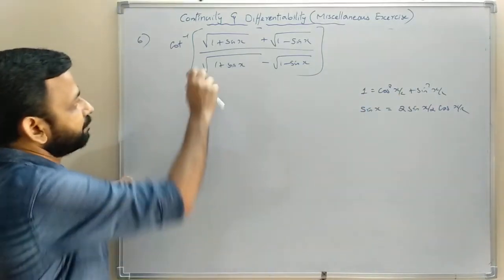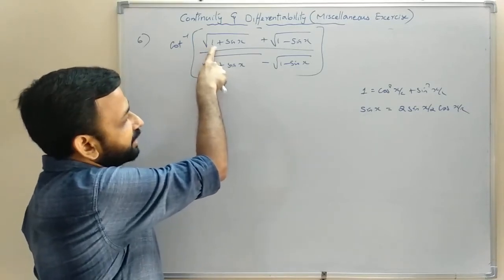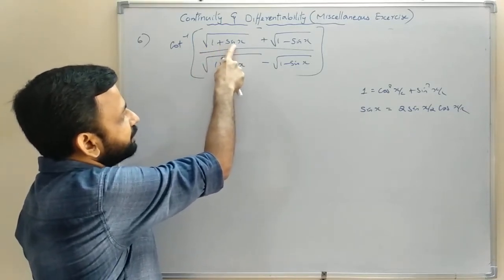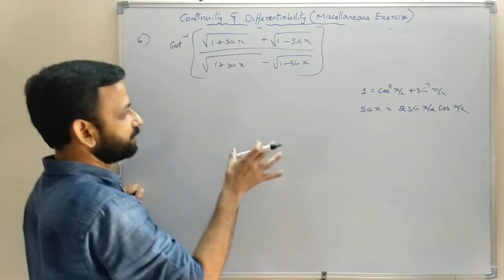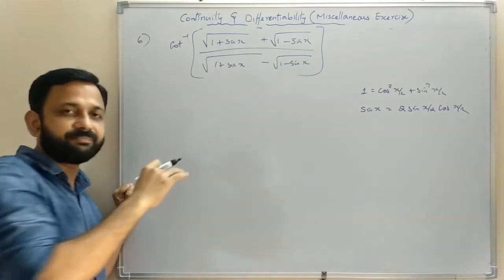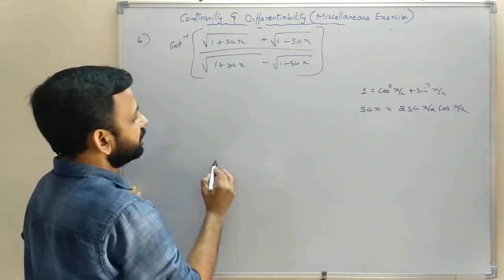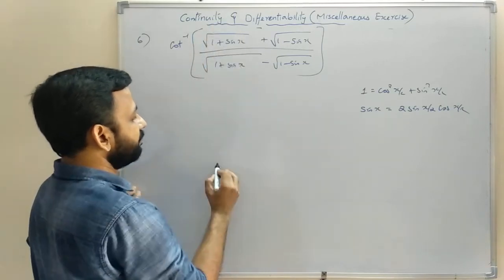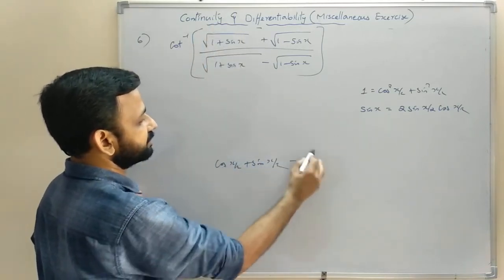So when we replace this one, we will get cos square x by 2 plus sin square x by 2 plus 2 cos x by 2 sin x by 2. So that will be cos x by 2 plus sin x by 2 whole square under root. The radical is there, so it will be cancelled. So cos x by 2 plus sin x by 2 you will get.